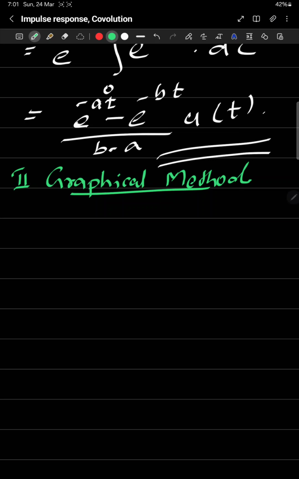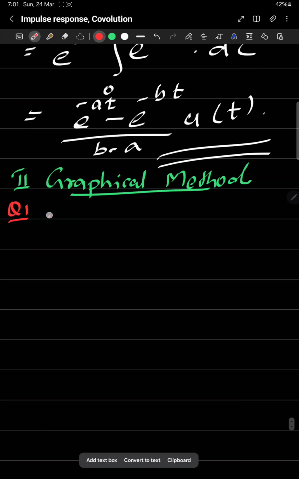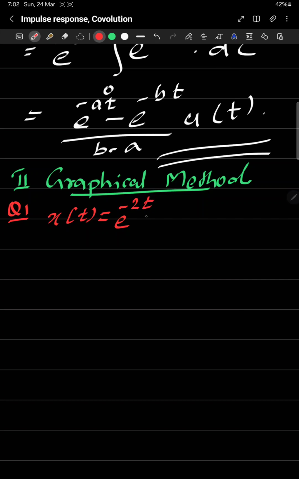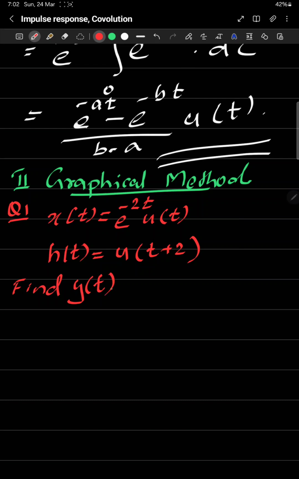I will explain the graphical method using an example. So let's consider one question. Assume that you have to perform convolution between, say, x of t, this is your input, that is e raised to minus 2t into u of t, and you have the impulse response h of t, which is u of t plus 2. So let's find y of t, that is x of t convolution h of t. So this is the thing you have to do. Let's look at the method.